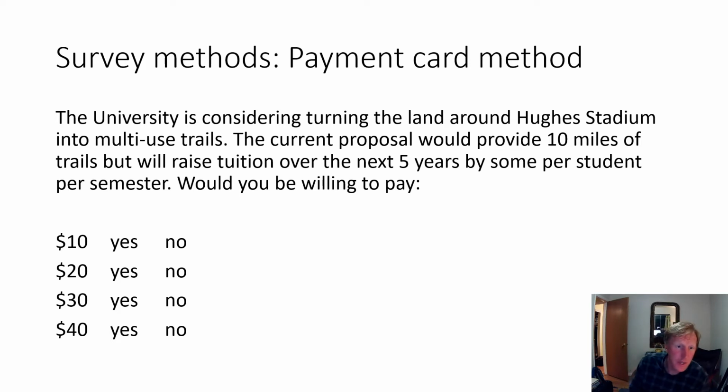yes to say $20, then you would have also said yes to $10, right? So we're imposing some sort of rationality. People don't flip back and forth. You say yes up until that maximum willingness to pay, and then presumably no afterwards. So this is called a payment card method. It represents a menu of choices, and you circle yes or no until you reach your maximum.